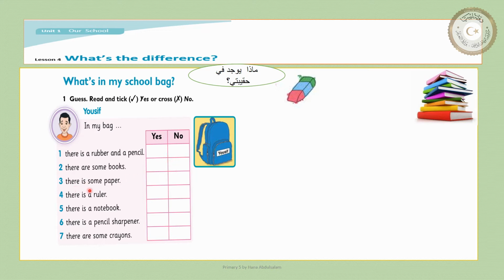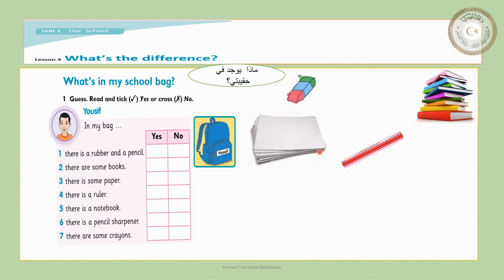Okay, there is some paper. Yes or no? What do you think? We don't know. Muhammad, what do you think? No. Excellent. Good boy. No. There is a ruler. Okay, this is a ruler. So we have a rubber, we have a paper, we have a ruler, and we have some books.